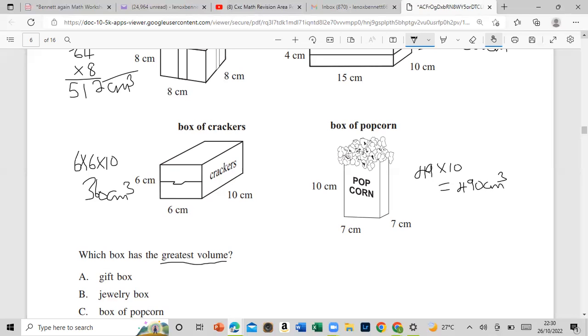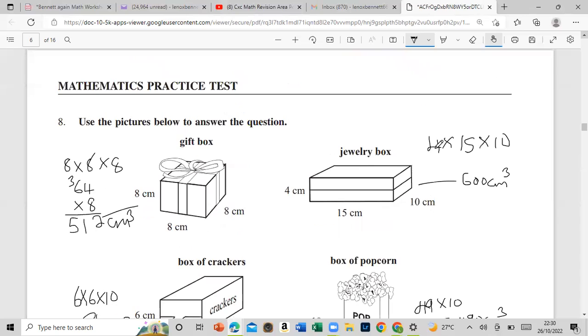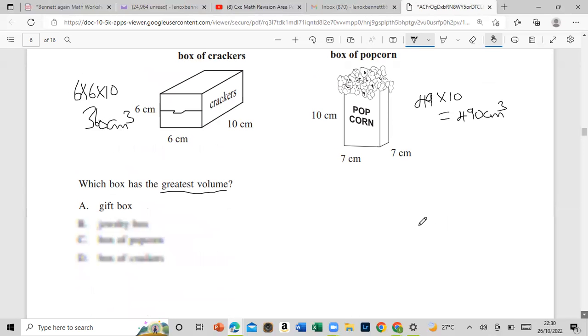Absolutely love this question. Very realistic. It's a jewelry box. And the ladies, you guys will love that. So it's a jewelry box of the greatest volume.